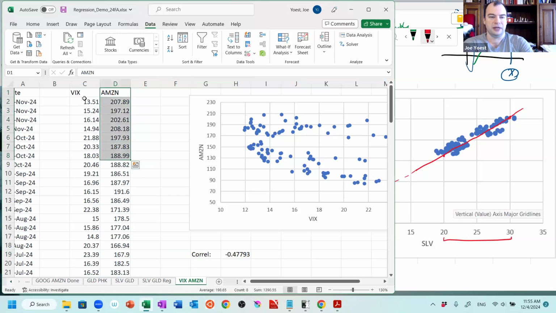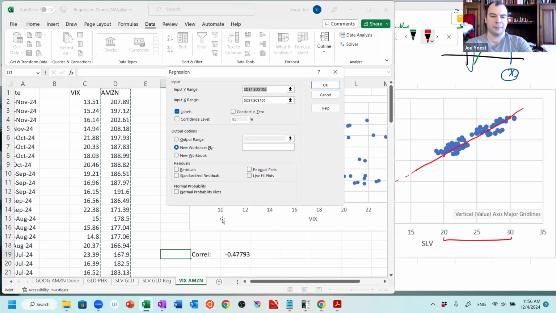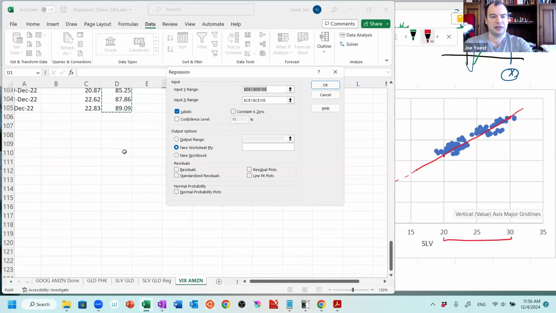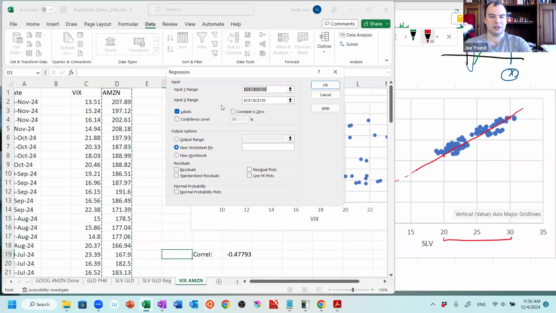So we see the correlation between, say, Amazon stock price and the volatility index is about negative 0.5 or so, negative 0.48. That's my correlation. So I see a negative relationship, but not a super strong degree of relationship. Let me go back up to my data analysis tab and run the regression. Regression's already selected, so I'll hit OK. And I see it's already input the same cells that I used in the previous sheet for my X and Y range.